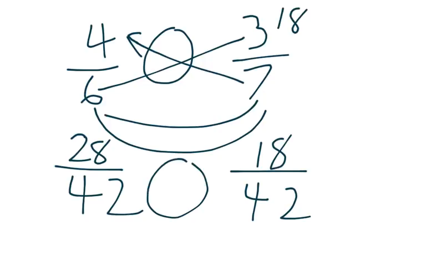So now that I have like denominators, they're both cut into the same size pieces. Now all I have to do is see who has more pieces. Well, 28 is more than 18, so 4 sixths is actually greater than 3 sevenths.